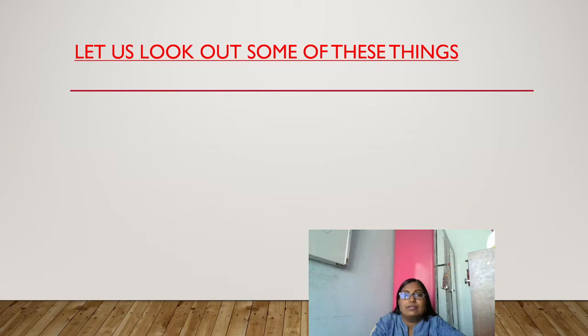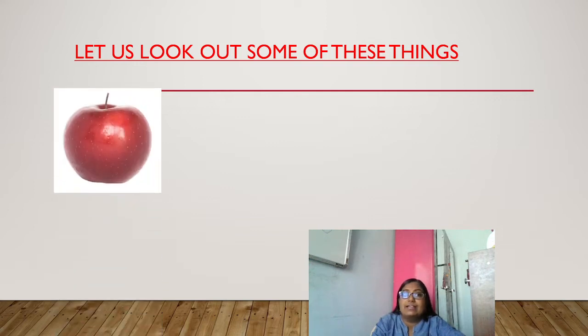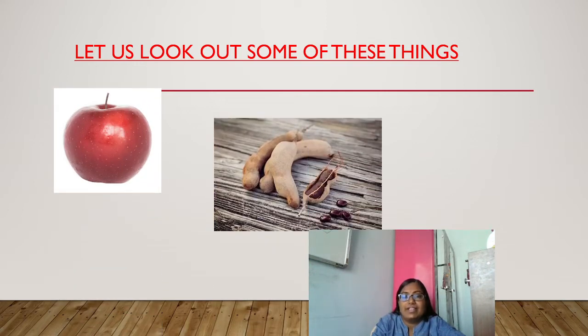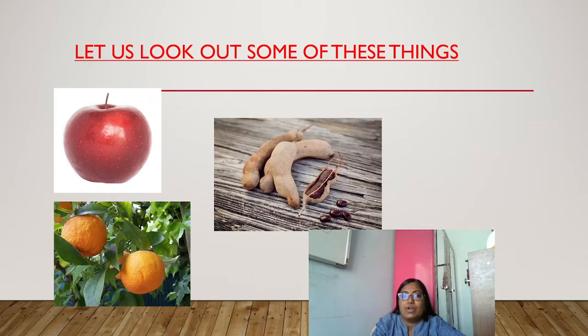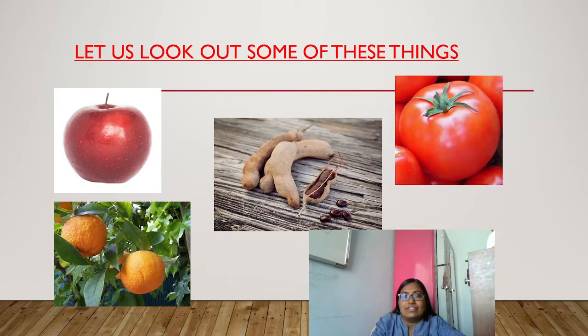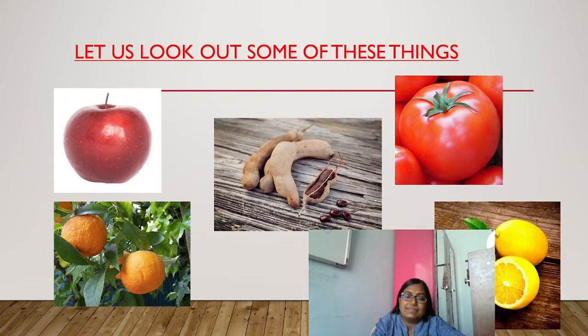Some of the animals have taken apples, some of them have taken tamarind, some have taken orange, tomatoes, lemons. What is the speciality about all these food items? Yes, all of them are tasty items. They have a different type of taste. Okay, but most of them are sour in nature. Yes. So what is the speciality of all these food items which make them sour in taste?